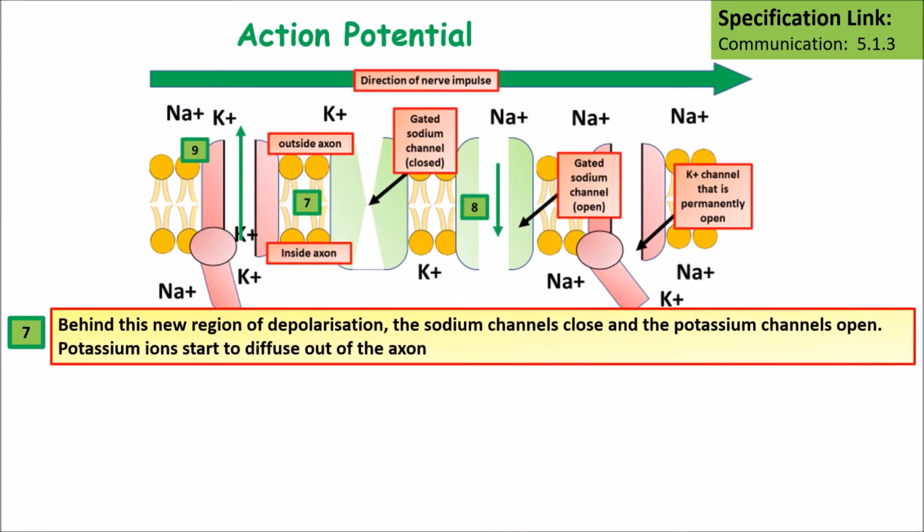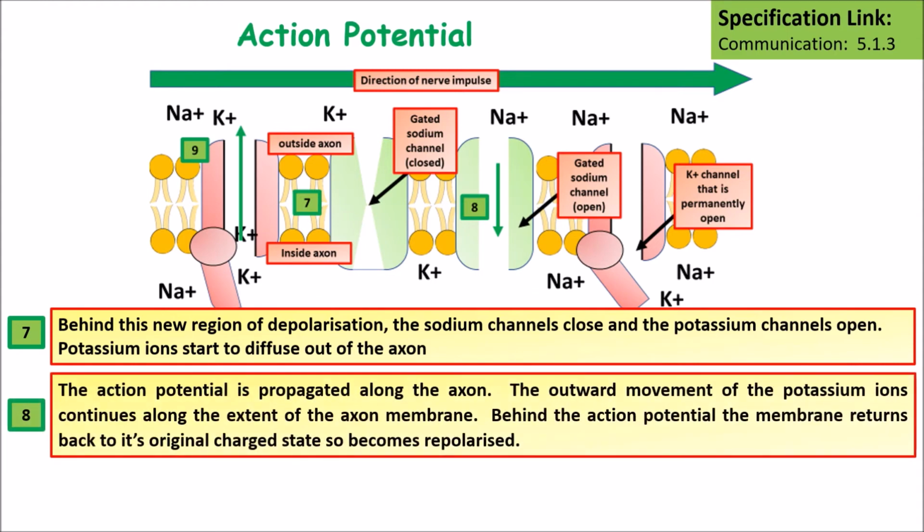Behind this new region of depolarization, the sodium channels close and the potassium channels open. So the potassium ions start to diffuse out of the axon. So the action potential is propagated along the axon.